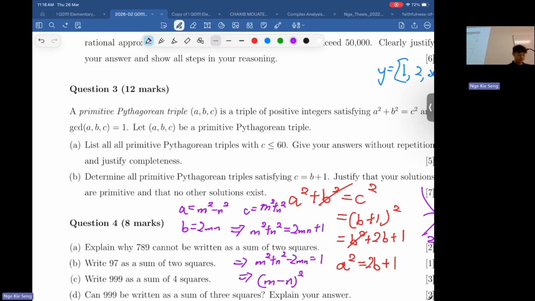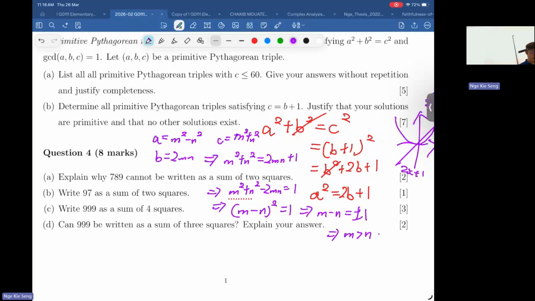Wait. I was just checking my factorization is correct for this one. And then you say that m has to be greater than n. Okay, I get what you mean. This implies that m minus n is plus or minus 1, right? But m greater than n implies that m minus n should be 1. So m has to be equal to 1 plus n.